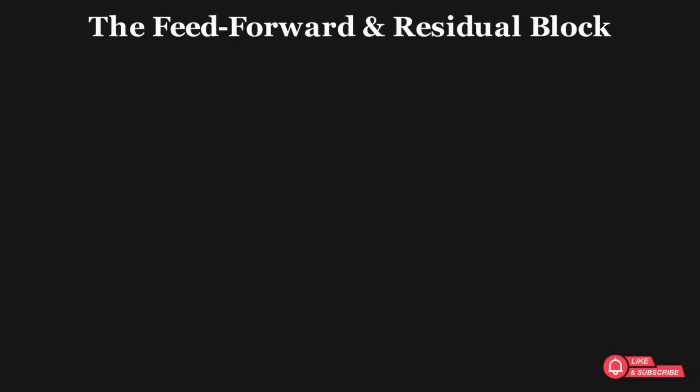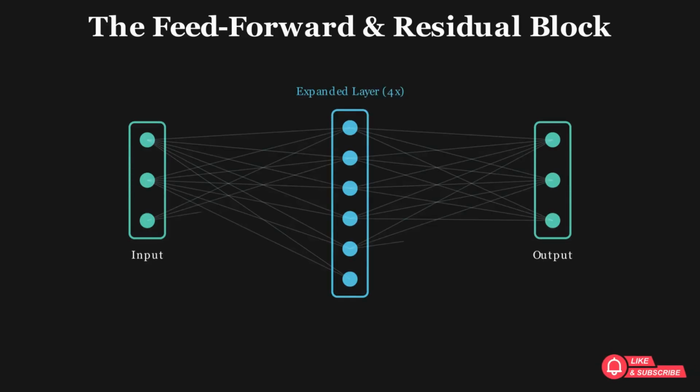After attention, the information moves to a feed-forward network. This layer expands the data's dimensionality, processes it with non-linearity, and compresses it back.